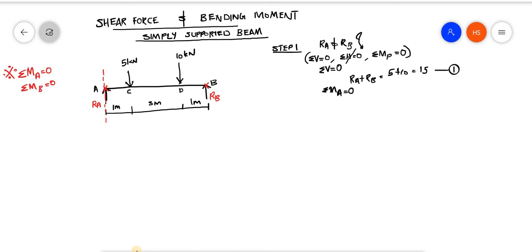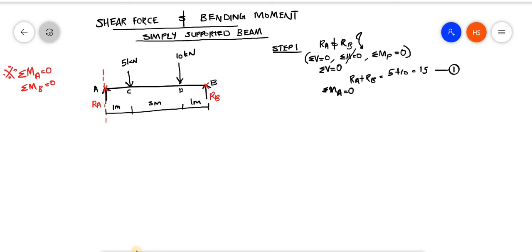So from here, which are the forces? There are only 4 forces: RA, RB, 5 and 10. Here RA is acting at the point only. Therefore, the moment due to RA will be 0. That is RA into the perpendicular distance, which is at the same point, that is 0.